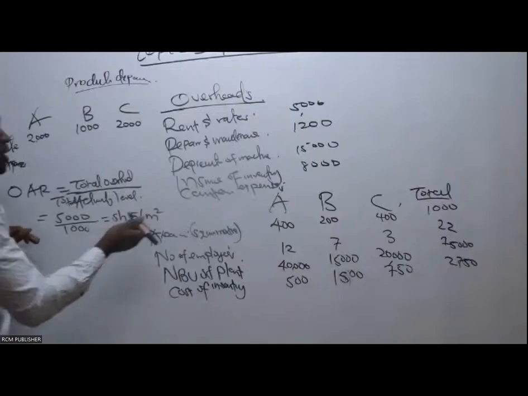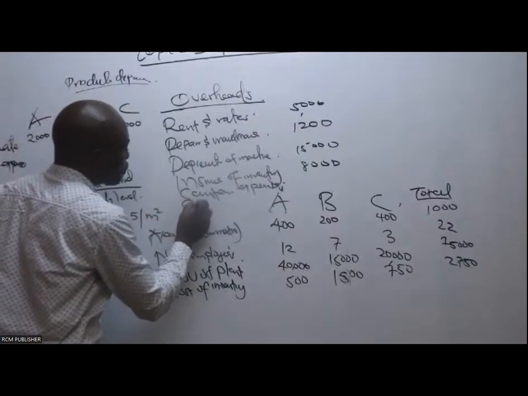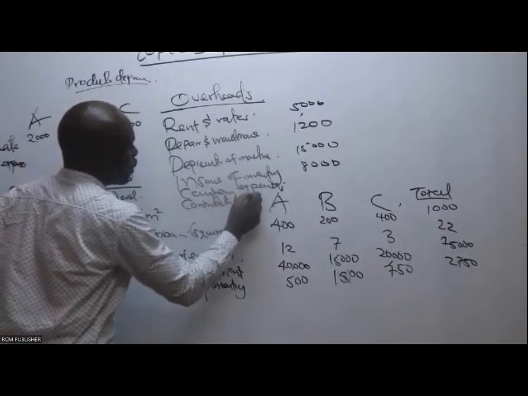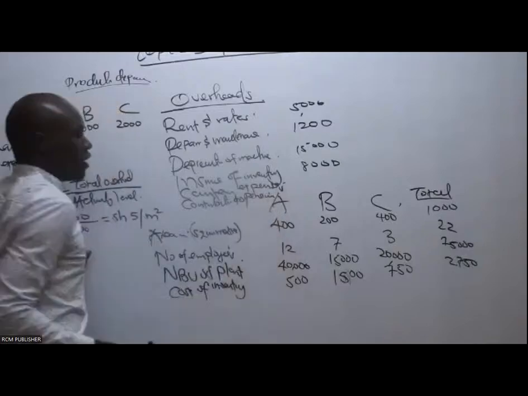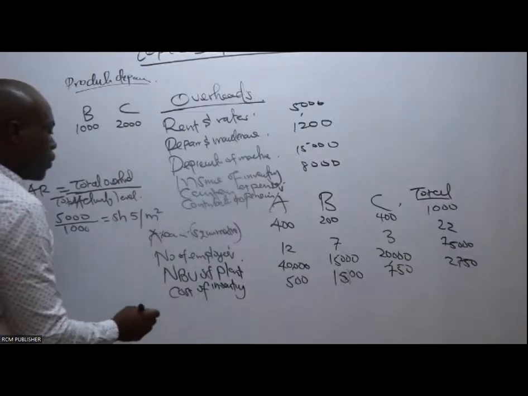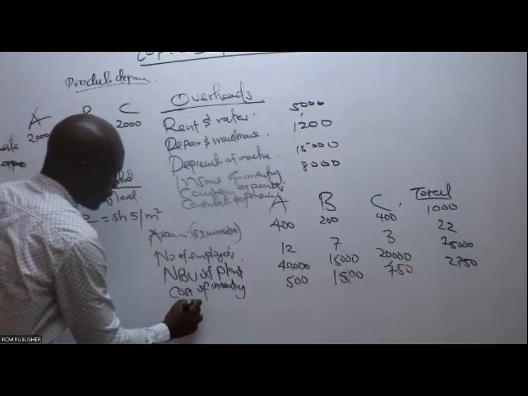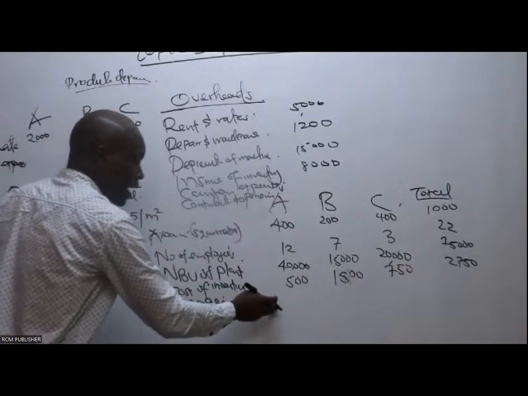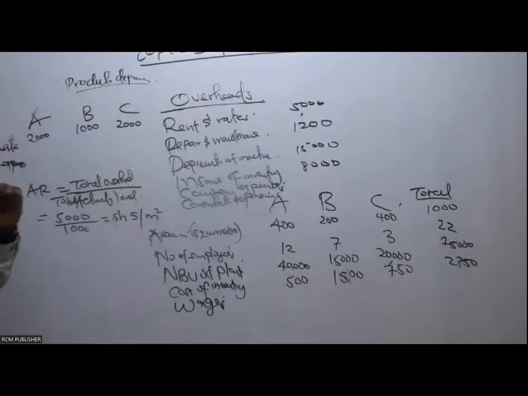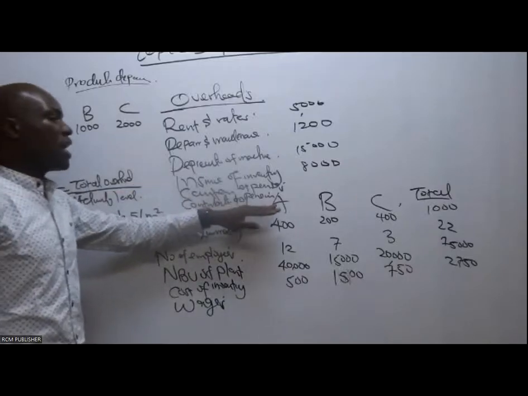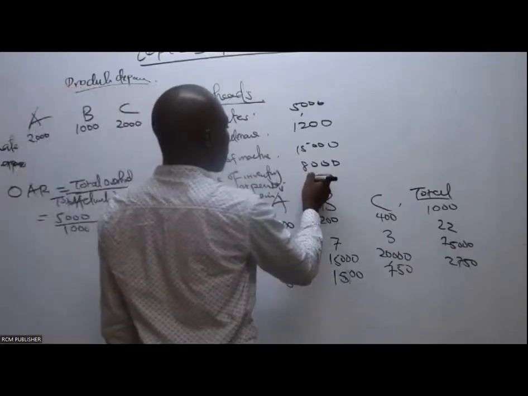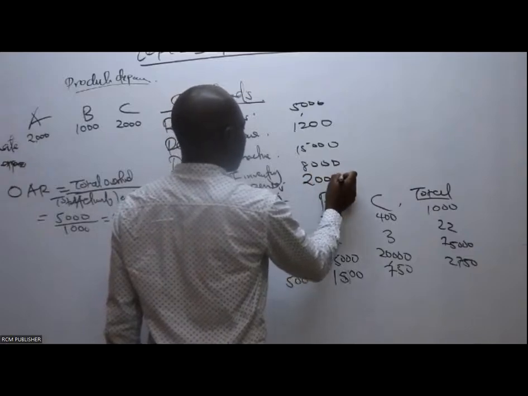But what if I add something here called contribution to pension scheme? Then I first of all go to my question and look at something called wages. If I have wages here, that will be the best allocation basis of contribution to pension expenses given in the question. So the canteen expenses here, we have 20,000.